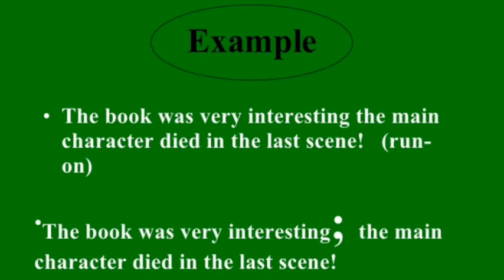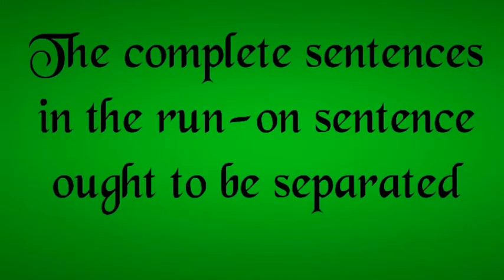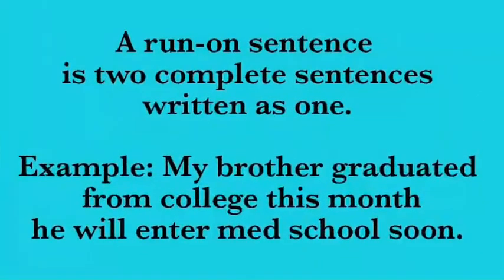The book was very interesting. The main character died in the last scene. The second one is a complete sentence. Unlike the first, we just have two sentences together. Okay, so the complete sentences ought to be separated and not together. So a run-on sentence is two complete sentences written as one.